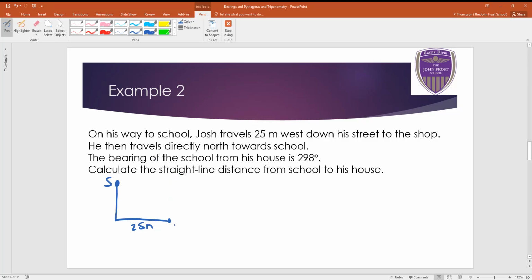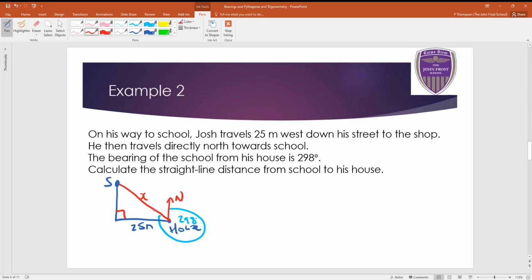The bearing of the school, this is his house, sorry. The bearing of the school from his house. So from his house to the school, the entire clockwise angle is 298 degrees. So all this is 298 degrees. Work out the straight line distance from the school to his house. Well, that is this red line here. X, that's my north line there, sorry. Okay, well, I think that's a right angle there.